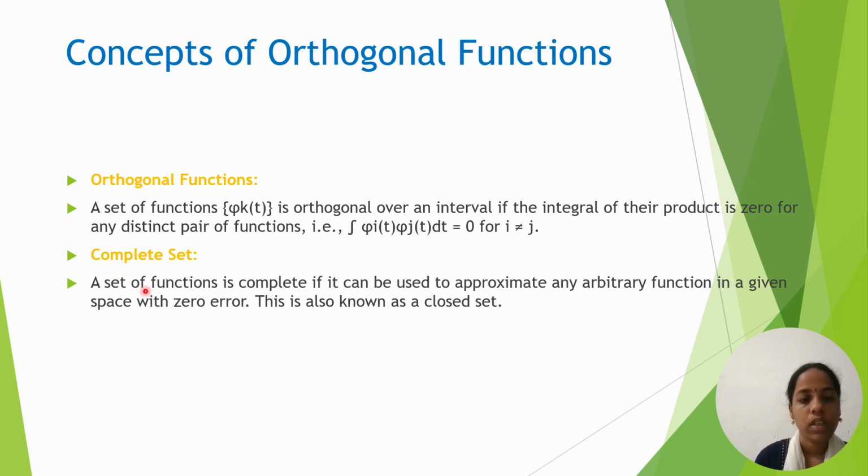Next, complete set. A set of functions is complete if it can be used to approximate any arbitrary function in a given space with 0 error. This is also known as a closed set. It means a set of functions is complete if it approximates any function in the given space with 0 errors, so no errors occur.